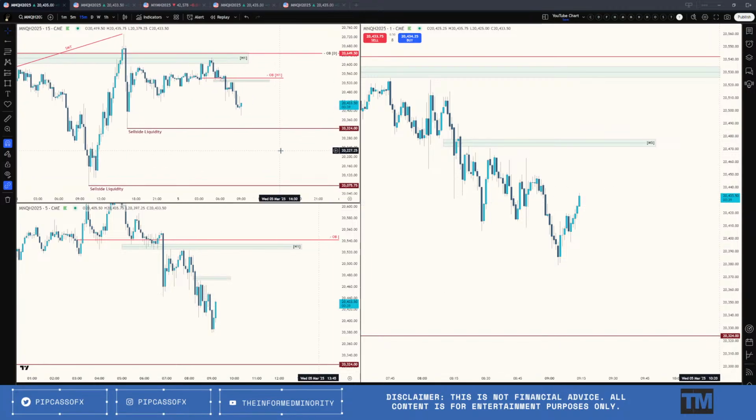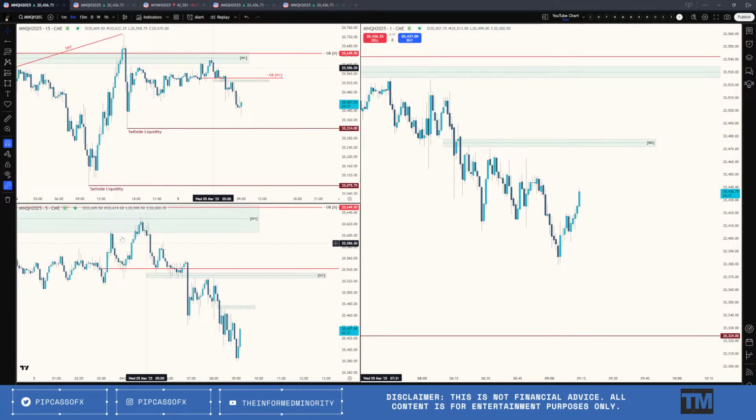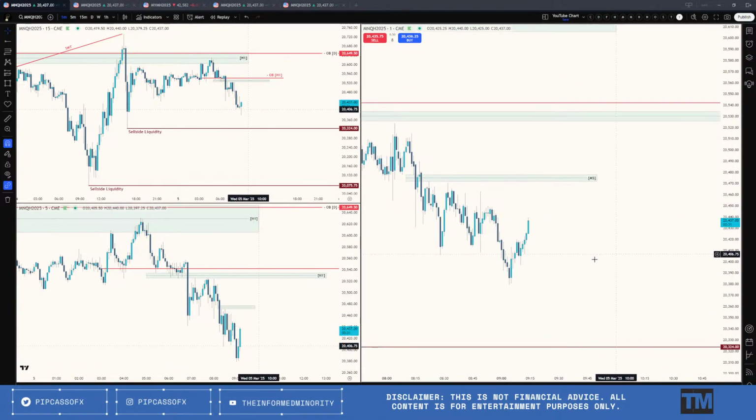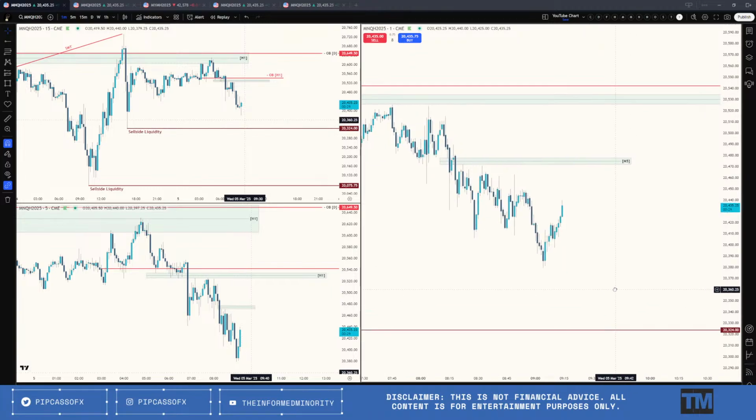So again, looking for lower prices, just that we have the SMT. We're seeing the respect from higher time frame. So that's what we're going to expect in our trade today. Target down here, and that's kind of the business of what we have going on for today.